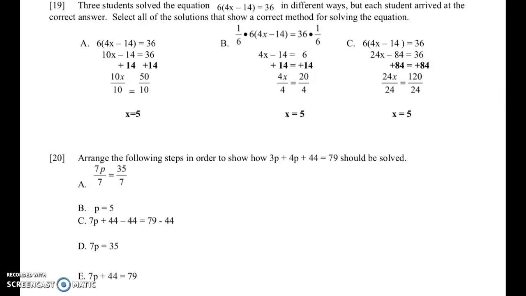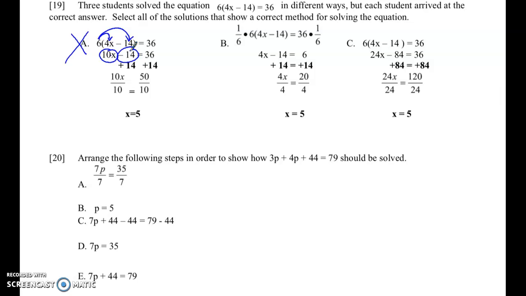It looks like they're trying to distribute, but when they did 6, should be 6 times 4x, they ended up with 10x. That is not correct. So I've already seen right here when they distributed, they did not end up with the correct outcome. So I can already see A is incorrect. Then I'll look at B.